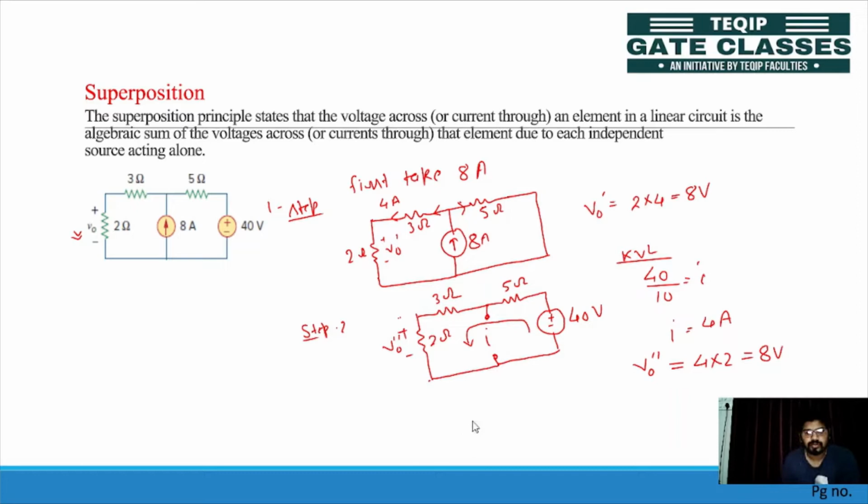Okay, so now your answer is the algebraic sum of the voltage across the same element with individual sources acting alone. So your answer will be V0 dash plus V0 double dash, means 8 plus 8 is equal to 16 volt. Okay, so this is your superposition theorem.